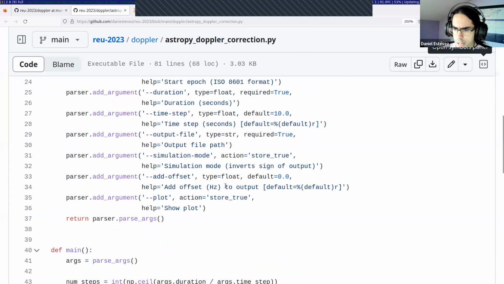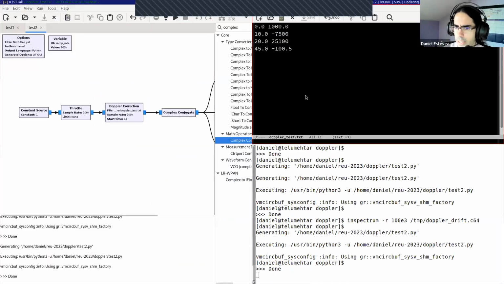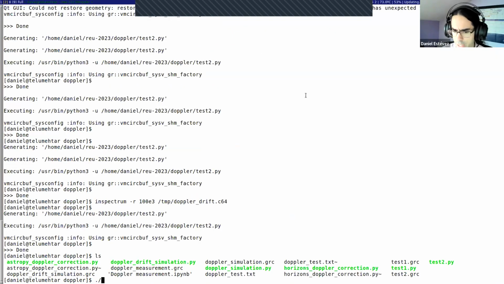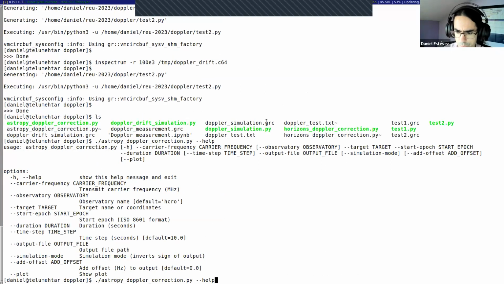So that's the script. Let me show you an example of how this works. So I have it here, and let's do AstroPy, Doppler correction, carrier frequency.